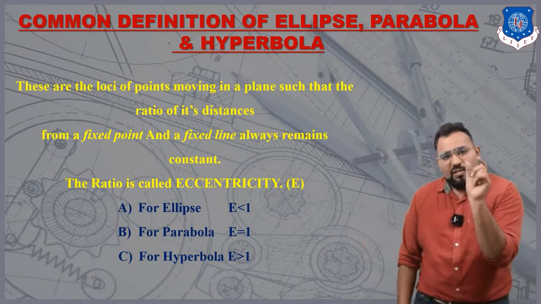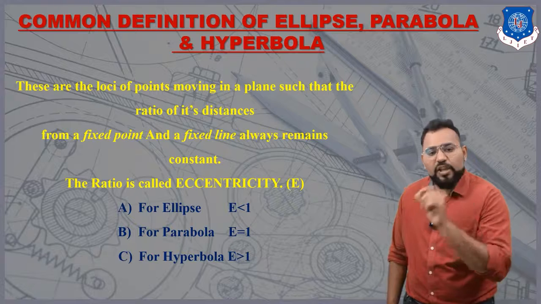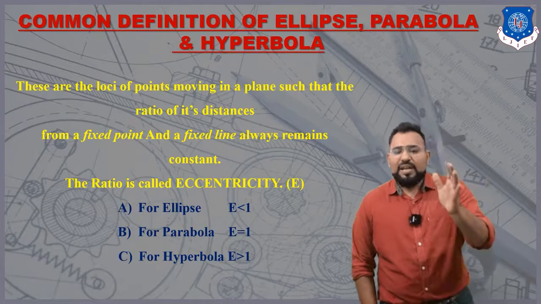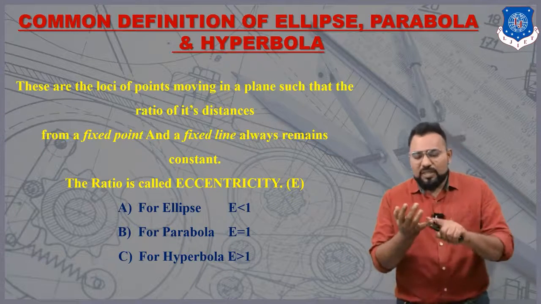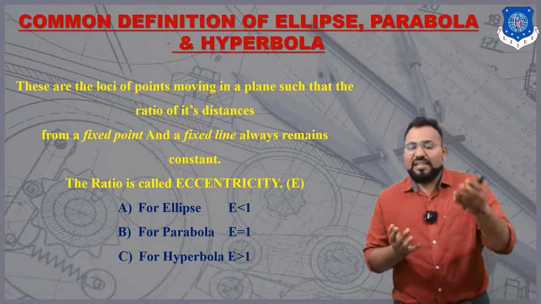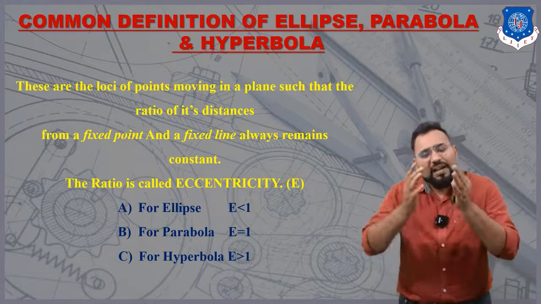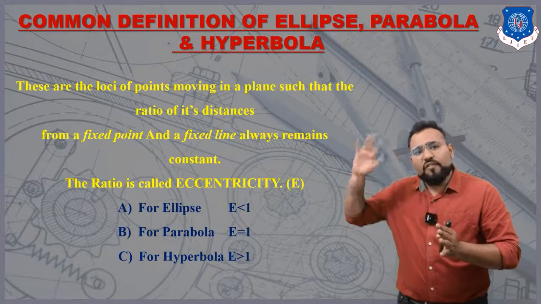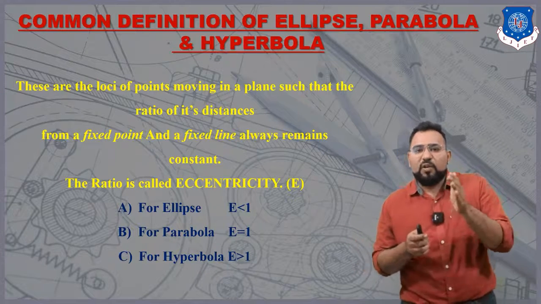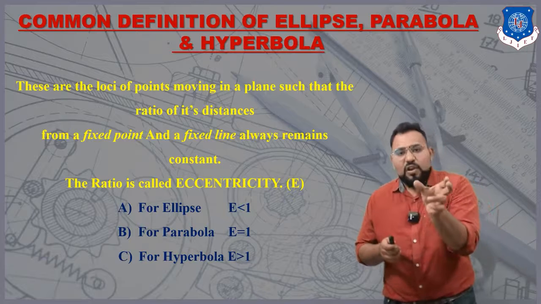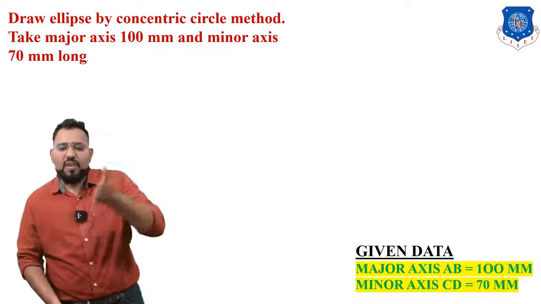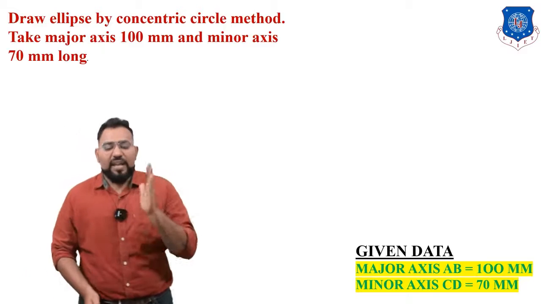Here I am talking about some fixed point, a fixed line, and the loci of points. But we are not going into what this fixed point is, what this fixed line is, what the eccentricity is, and how we get this ratio. That we will deal with later in another video. So right now we are just focusing on one method of drawing an ellipse.